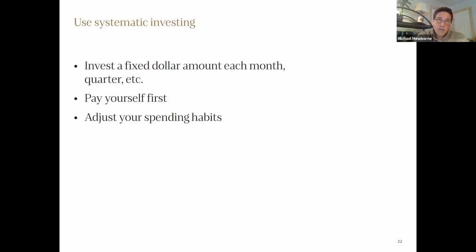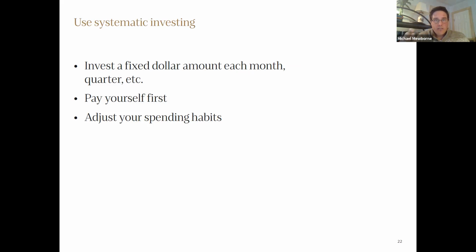When you do that, when share prices are down, you end up buying more shares of whatever it is that you've chosen to buy. And when the per share prices are up, you expose yourself to less of those higher share prices because you purchase fewer shares.